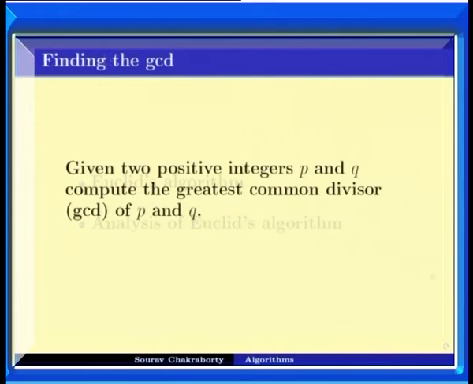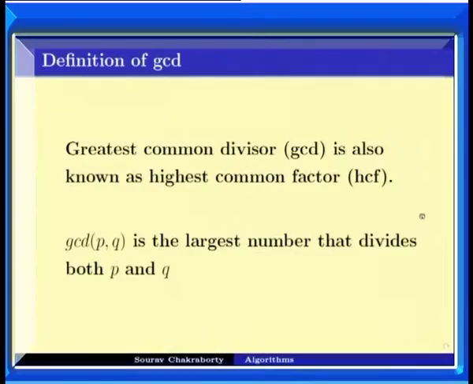The goal that we have is to find the GCD of two numbers p and q, positive integers, which is the greatest common divisor of the two numbers. GCD is also known as the highest common factor, or HCF. It is the largest number that divides both p and q. And in the last two lectures, we have seen a couple of algorithms.